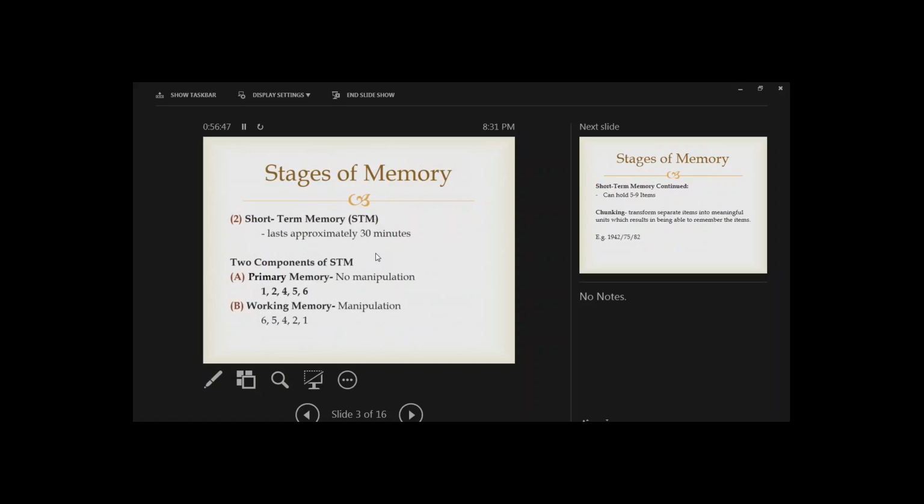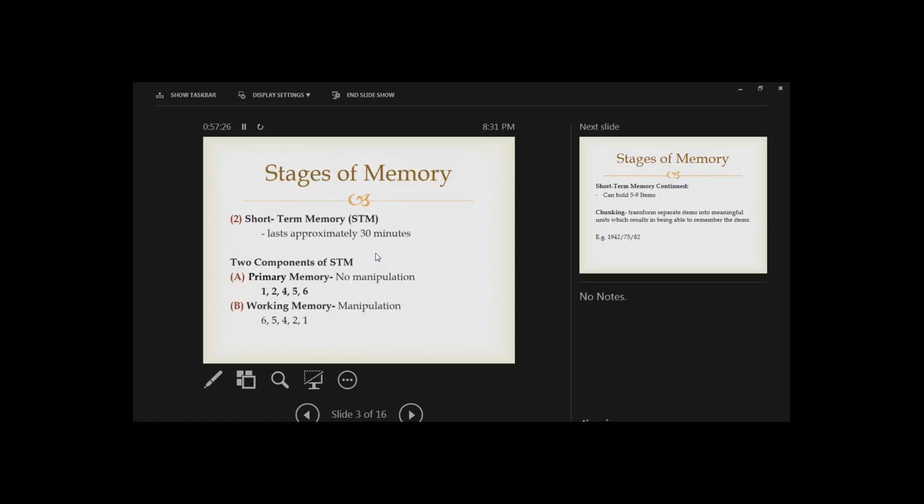So what's stage 2? Stage 2 is called short-term memory. This only lasts approximately 30 seconds. Now, on this PowerPoint, it says minutes. Please disregard minutes. So cross out minutes, or you don't have it in front of you, but just write 30 seconds, because it's not 30 minutes. It's very short. So short-term memory only lasts approximately 30 seconds. Now, when thinking about this, there's 2 components of short-term memory that you want to be aware of.